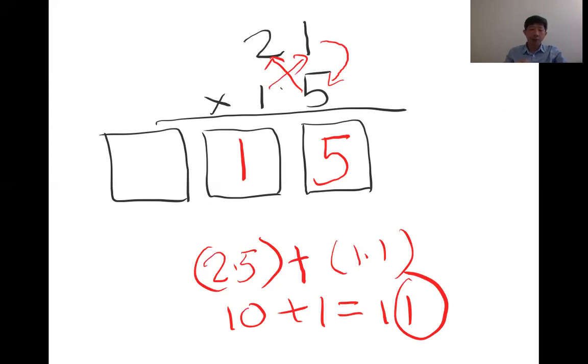And remember 1 there. And the next, you take 2 times 1, which is equal to how many? It is equal to 2. 2 plus 1, how many? Which is equal to 3. So the answer is 315, okay?